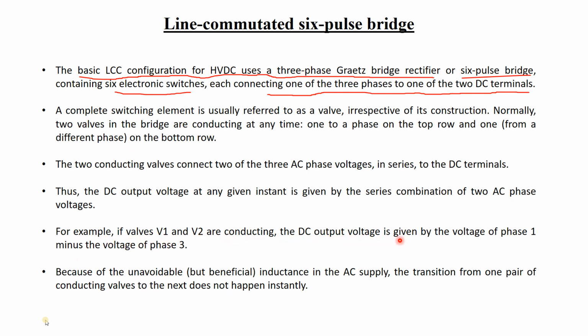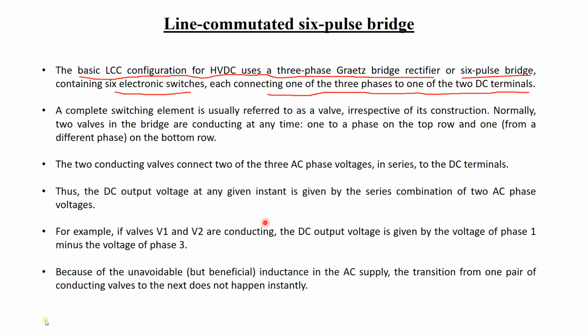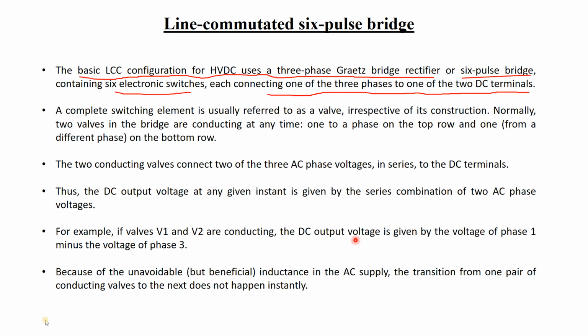So for example, if V1 and V2 are conducting, the DC output voltage is given by the voltage of phase 1 minus phase 3. That means if these two are operating, then the DC output voltage will be the voltage across V1 minus the voltage across V2. V1 is connected to the first phase, that is R phase, Y is the second phase suppose, and B is the third phase. So first phase and third phase, it will be the voltage of V1 minus the voltage of V2, that is third phase.